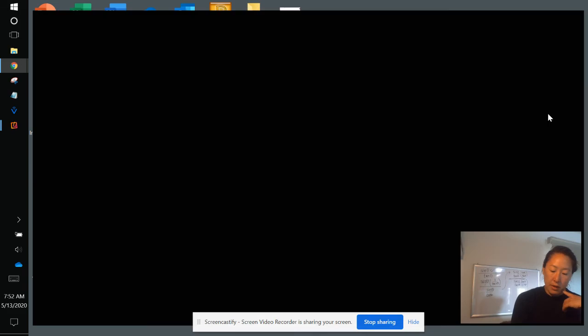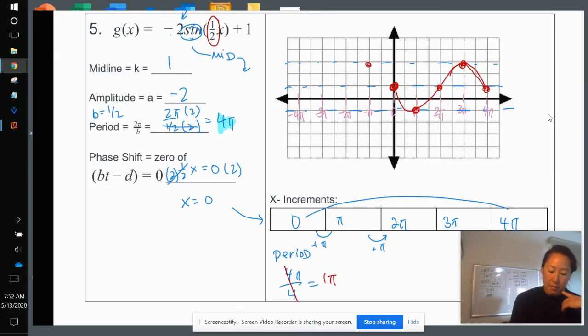All right, one more cycle of sine. We're going to go up, mid, down, mid. Again, the low points became high points, and the high points became low points with the negative amplitude.